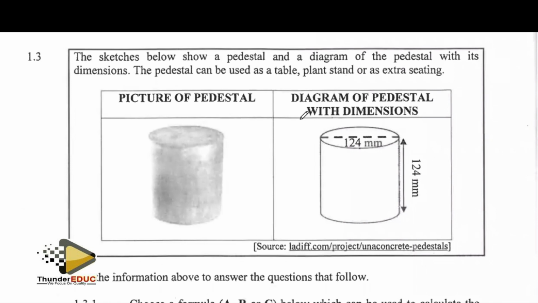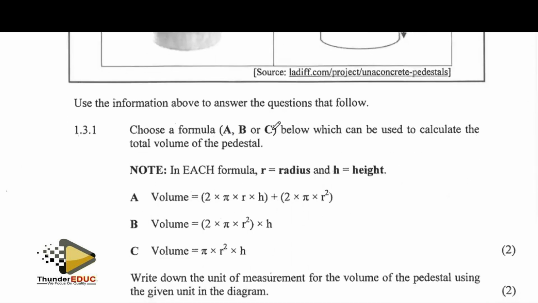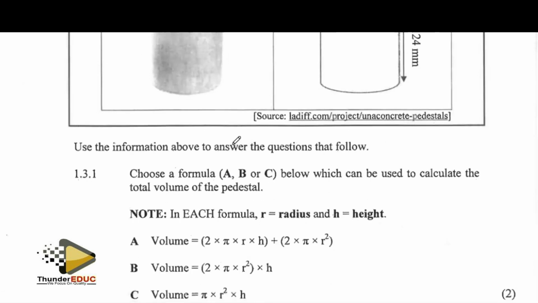All right, the sketch below shows a pedestal, and a diagram of the pedestal with its dimensions. The pedestal can be used as a stable plant stand or an extra seat. Which shape does it take? It takes a cylindrical shape. So choose a formula A, B, or C below, which can be used to calculate volume of the pedestal. Remember, you said it's a cylinder, and in your head, you know volume equals base area times given height. This is the general formula for volume. So the base area of this cylinder is a circle, so you need to look for pi r squared h.